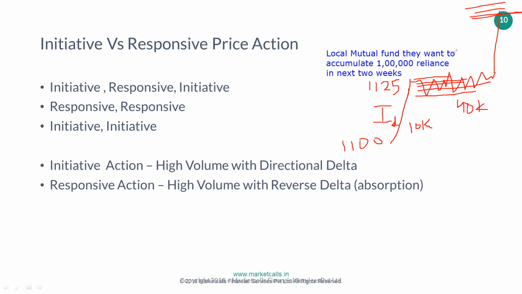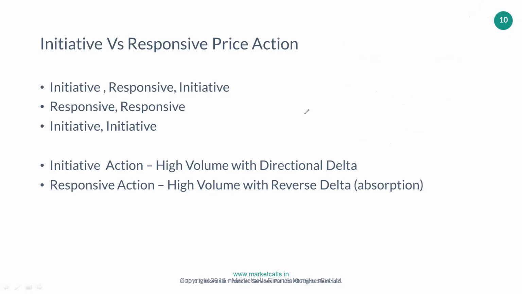So ID, and here the auction we'll call a responsive auction, and again a further initiative drive. So the responsive zones are where the real accumulation happens. An initiative, responsive, initiative sequence can also be like this. It will be initiative, then distribution, and then again an initiative, right? So it will be initiative over here and responsive at the top, and it can be initiative.